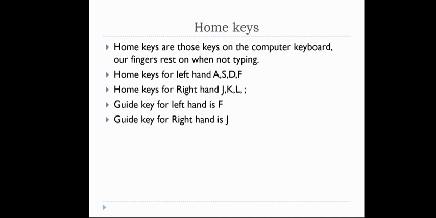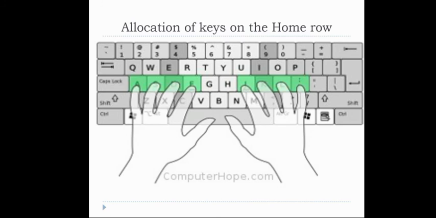There is one more thing available on the keyboard, that is your guide keys. There are two guide keys available on the keyboard for the alphabet content. F is the guide key for your left hand and J is the guide key for your right hand, which is used to place your hands in the proper place on the home row.